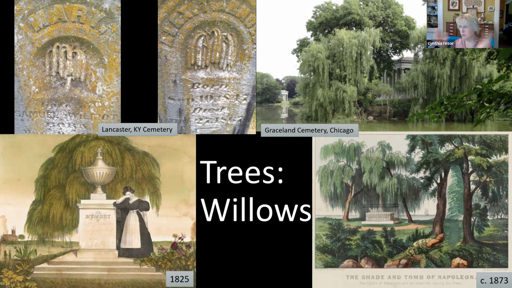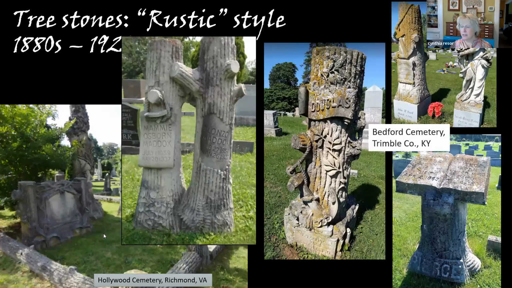So people just put together mourning and weeping willow, and it really went well. There's another kind of stone, and you'll see some of these in just about every cemetery, called the tree stone from the late 1800s up until the 20s. And these are like tree trunks. And what do they mean?